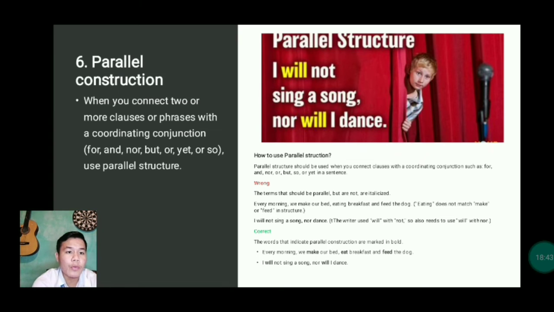Like, every morning we make our bed, eat breakfast, feed the dog. And also, I will not sing a song, nor will I dance. So it makes a parallel construction. It makes the sentence good and fluent.